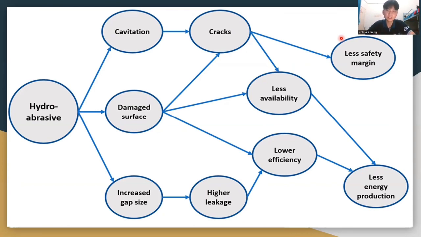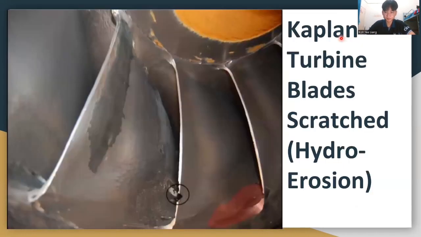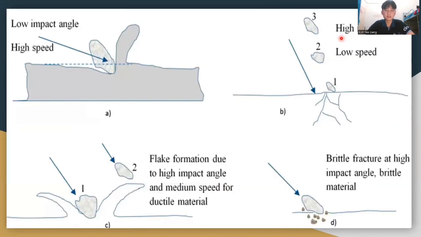So when all of this happens, it can bring less availability and lower efficiency, which means less energy production. It's also related to our problem statement, which is that the power extracted from the turbine is lower than the specification. The fourth factor is Kaplan turbine blade scratches, which is hydro erosion. This can happen because small particles have many types of cracking.